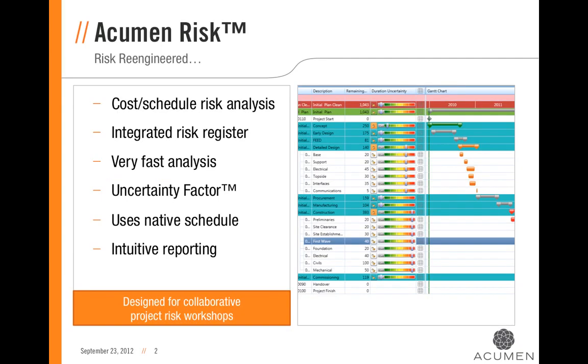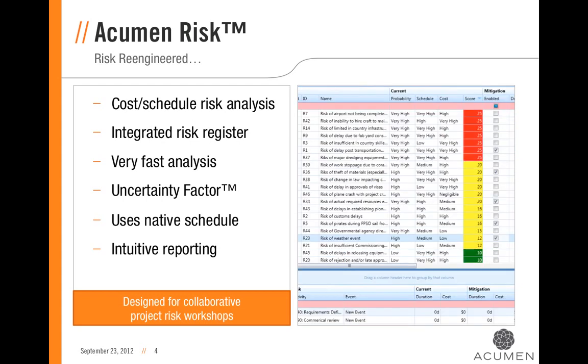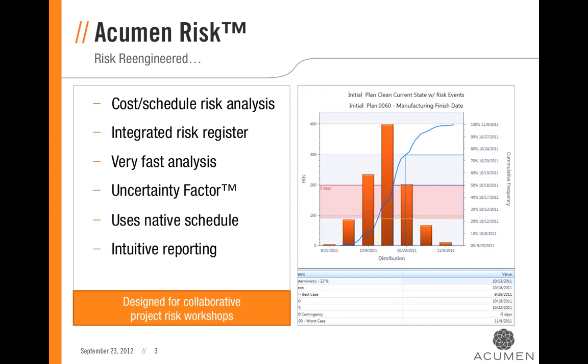Acumen Risk is an advanced cost and schedule risk analysis tool. By providing both a fully integrated risk register with extremely fast and powerful analytics, Acumen Risk provides an unprecedented approach to risk management. Overcoming traditional limitations of building complicated risk models, Acumen Risk uses what we call the uncertainty factor to make risk loading very fast as well as very accurate.